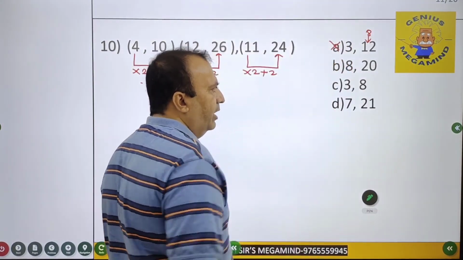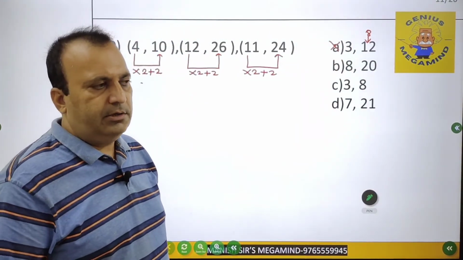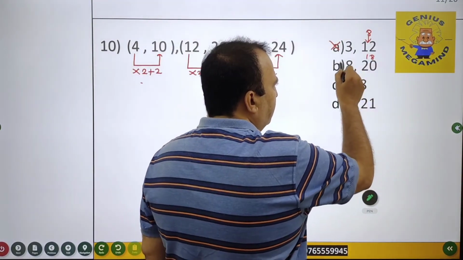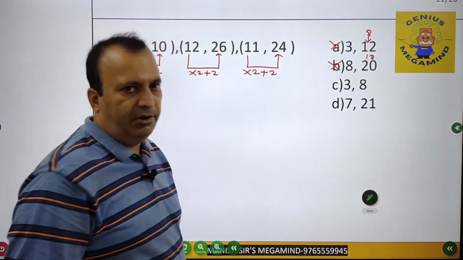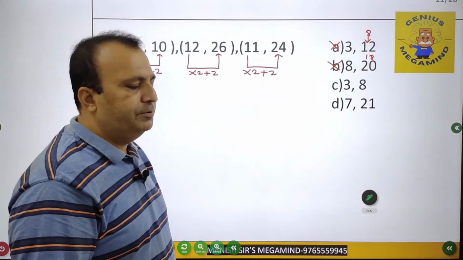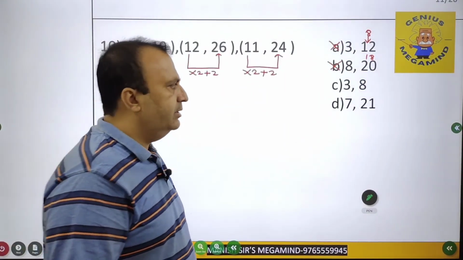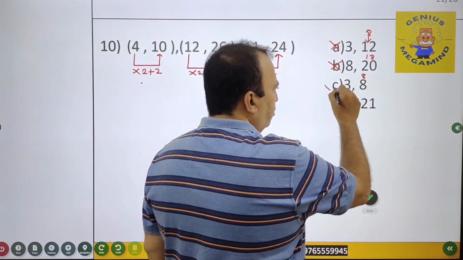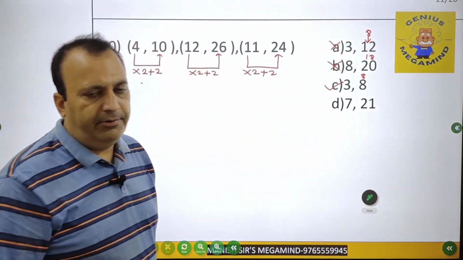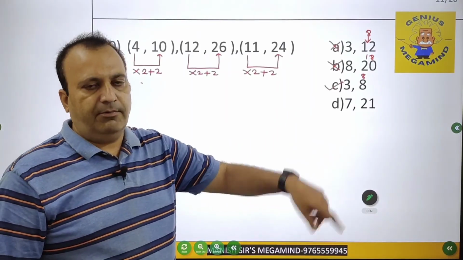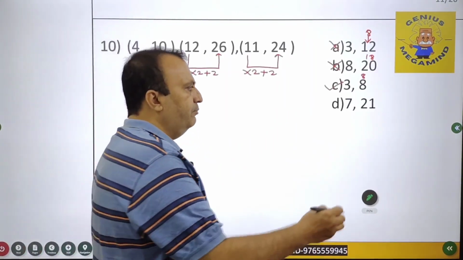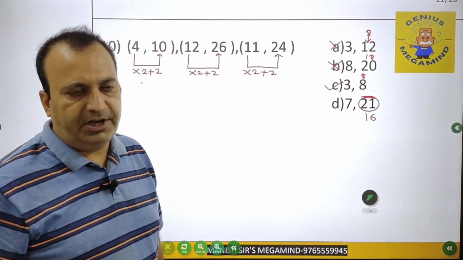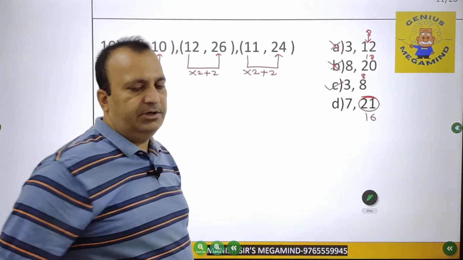Then the second one, 8 2s are 16 plus 2 comes out to be 18. So even this is not possible because they have given 20 over there. For the third option, 3 2s are 6 plus 2 is 8. So the rule applies over here. And even in the last option, 7's double will be 14 and 14 plus 2 will be 16, but over here they have given it as 21. So the answer, my friends, is C.